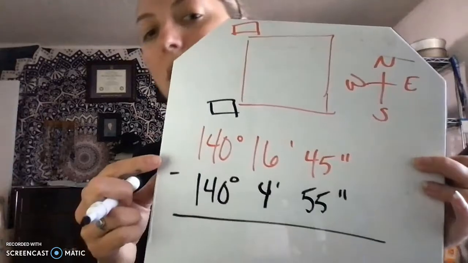Then say on my other side here, on my southern end, that's going to be denoted here in black, is say 140 degrees and, just going to make up a number here, 4 minutes and 55 seconds, right? So what we're going to be doing is subtracting our southern from our northern, okay?